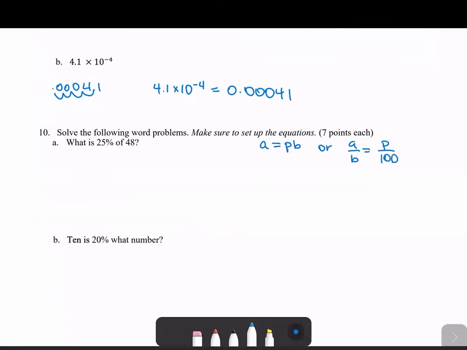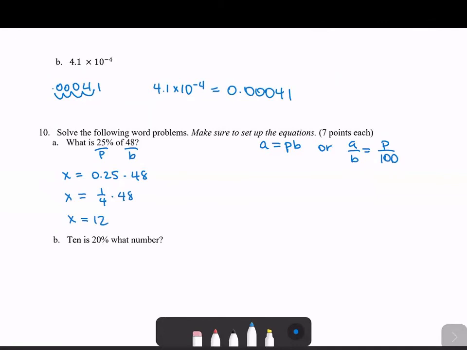So we want to know what is 25% of 48. So we know our percent and we know our whole. Well, that's going to be B is our whole. So we need to find our part. So we can say X equals 25% times 48. So you can solve this in a variety of ways. I'm going to convert this 0.25 to 1/4. And I know what 1/4 of 48 is. I know that that is just 12. So X is 12.